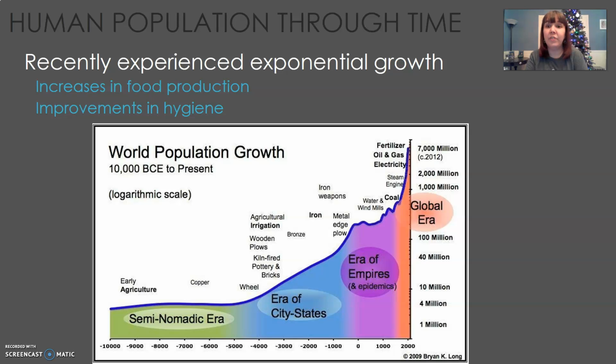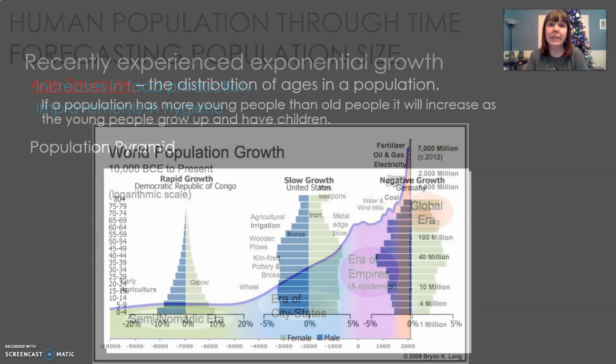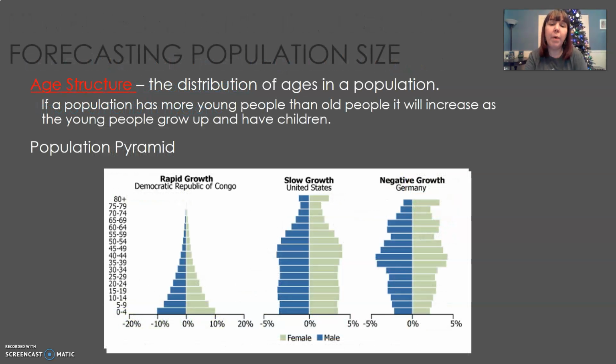Now, recently, you notice this huge exponential growth in the numbers of people in our world. That's due to an increase in production of food, making it more industrial, so we could get more nutrition per acre or per farmer, and then also improvements in hygiene that have allowed us to live longer. When we look at populations, we can look at the size of the population. We can also look at the age structure, how many people are in certain age groups. And this will help us forecast what the population will do in the future.